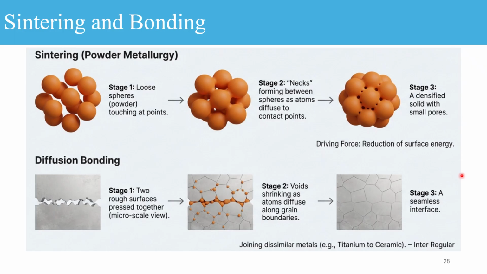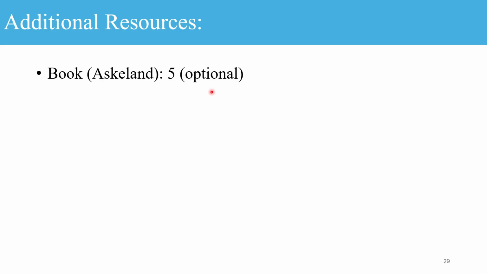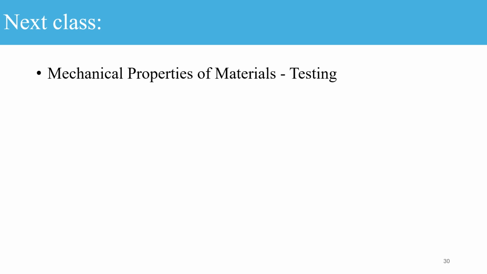If you want to explore more on the topic of atom and ion movement in materials, please refer to chapter 5 of the book. In the next class, we'll be discussing the mechanical properties of materials from testing. We'll be discussing different types of testing that are done to determine the properties of materials.